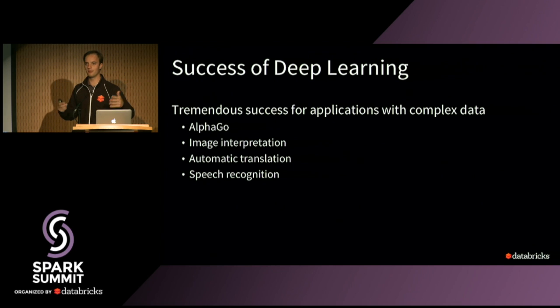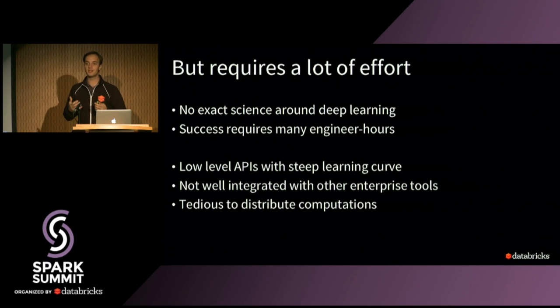So it is really now becoming a pervasive technology. But in order to reach this kind of success, you really require a lot of effort. So there are multiple reasons for that. One of them is that deep learning, even though it is an established engineering discipline at this point, still requires a lot of tweaking and tuning, and there is no exact science to explain really how it works and how you can achieve good results in any situation.